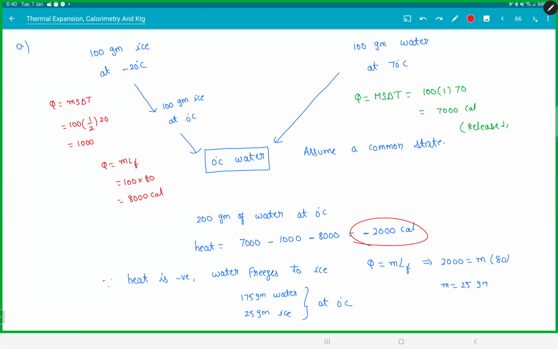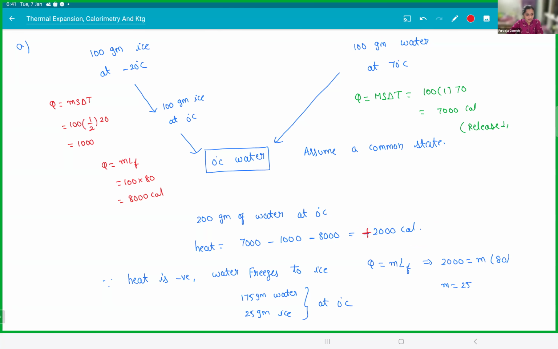Arey, when water is becoming ice, temperature won't change, but heat is absorbed or heat is released. So, sir, is it possible that the final temperature, when we do such experiments, will not be 0 degrees and will be something else? Yes, it is possible.